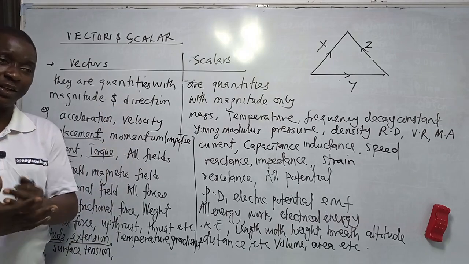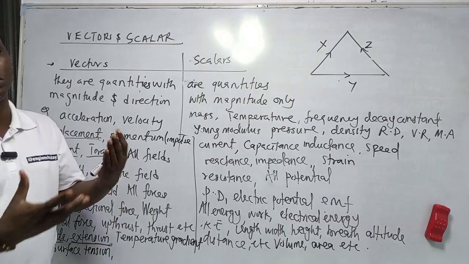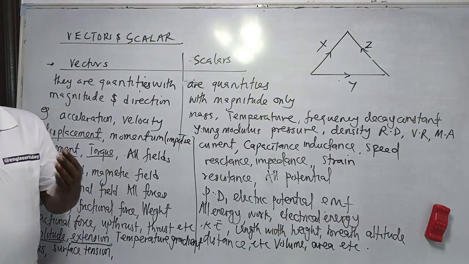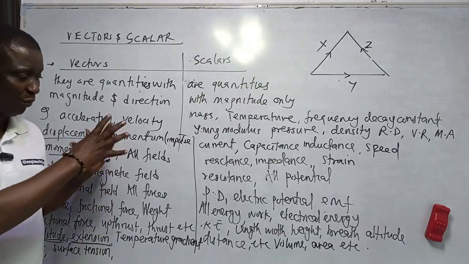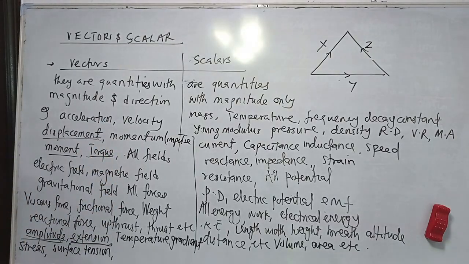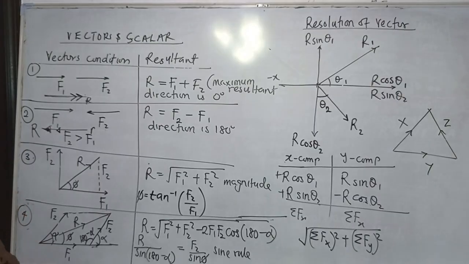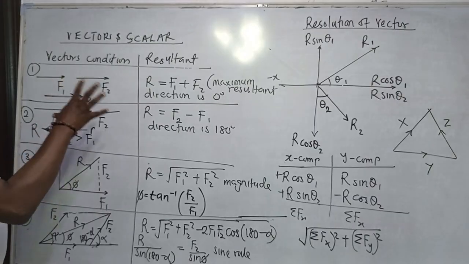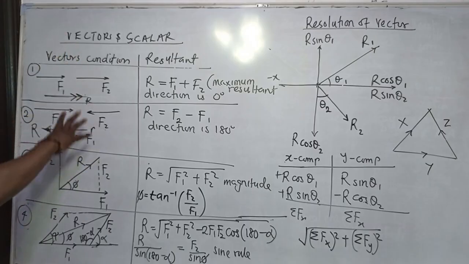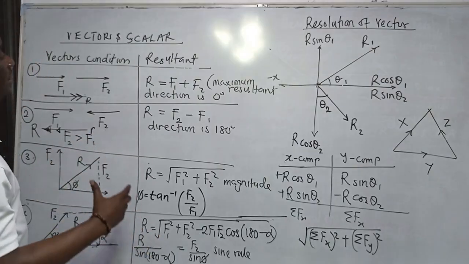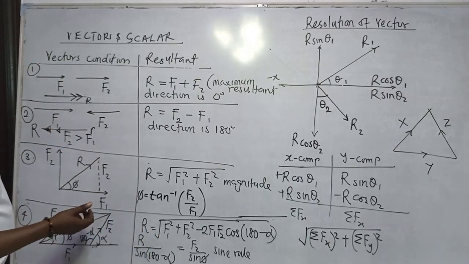When two vectors are moving in the same direction, what do you do? When they are moving in opposite directions, what do you do? When they are at right angle, what do you do? So we will first of all remove what is on the board. Now we want to resolve all these possible conditions for vectors, because if you can understand this, you can comprehend better.